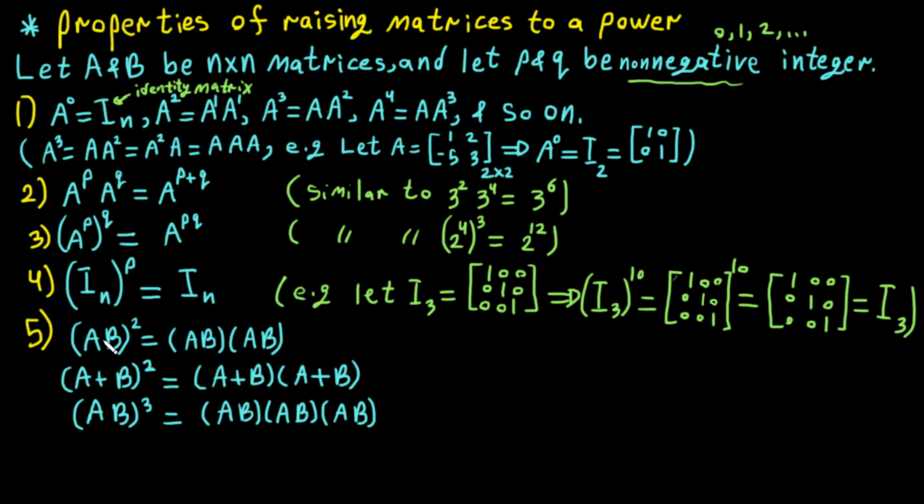The fifth property: (AB) to the power 2 equals AB multiplied by AB, where A and B are n by n matrices. So as we defined here, A and B are n by n matrices. You can't distribute the exponent here, so you can't write A^2 multiplied by B^2. Sometimes it works, but in general it is like this.